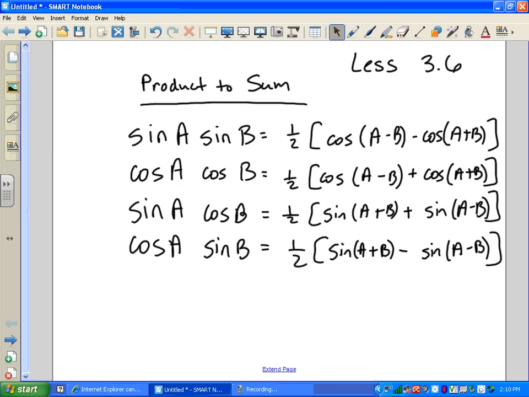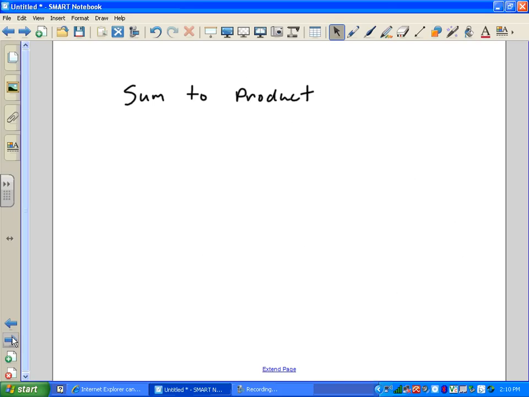Now, notice the big idea here is that all of those are products because they're multiplication. And over here, all of these are sums. Now, let's look at the other way around. We also have sum to product here, so we've got four of these that are sort of similar. On my sum to product here, we're going to look at these.